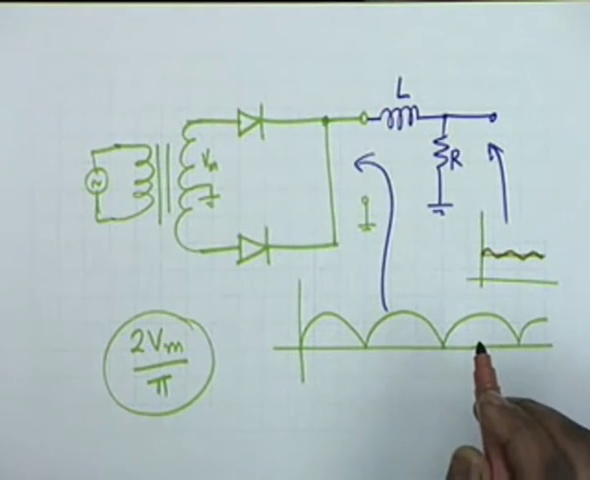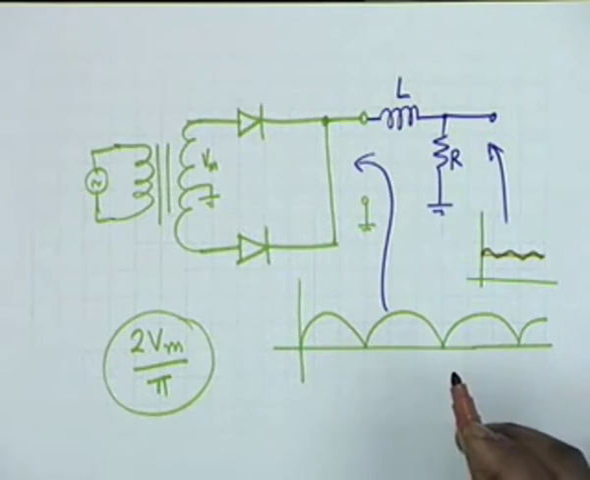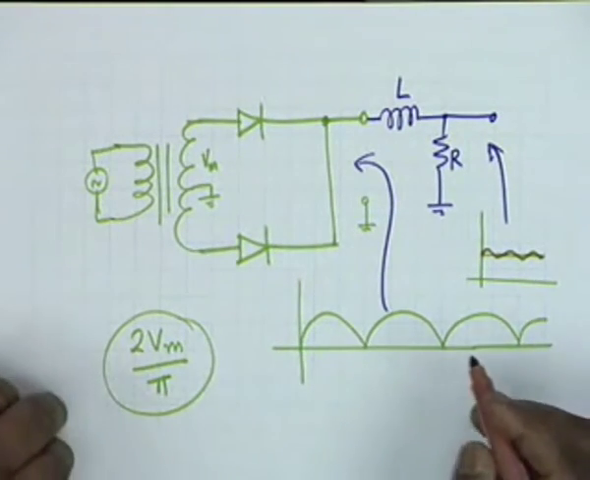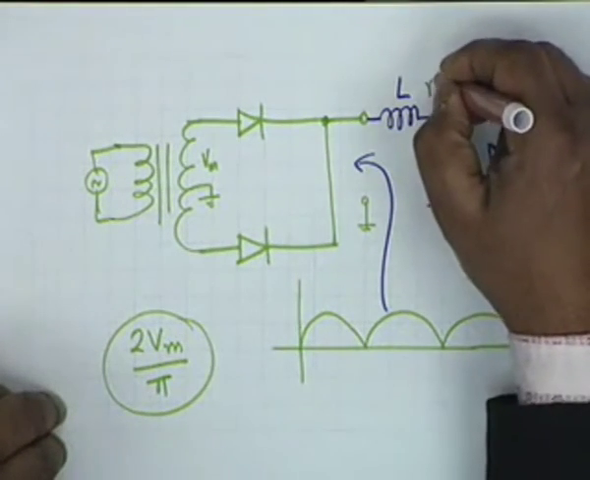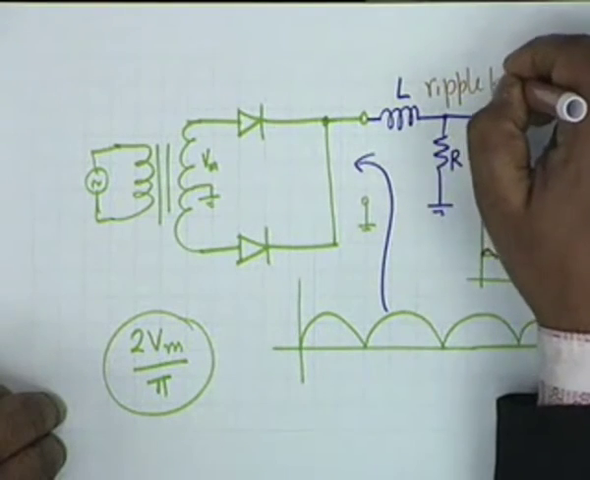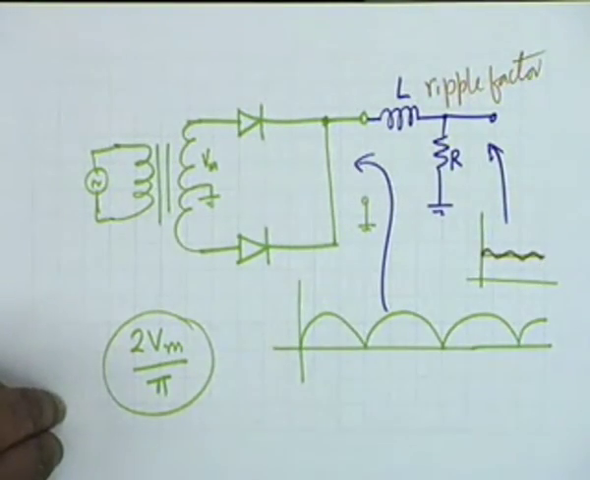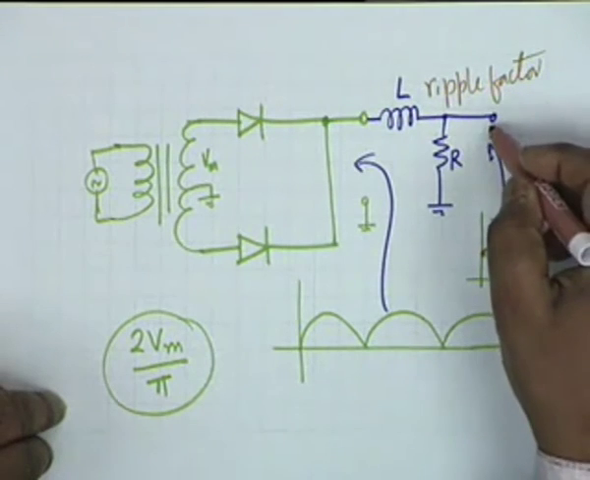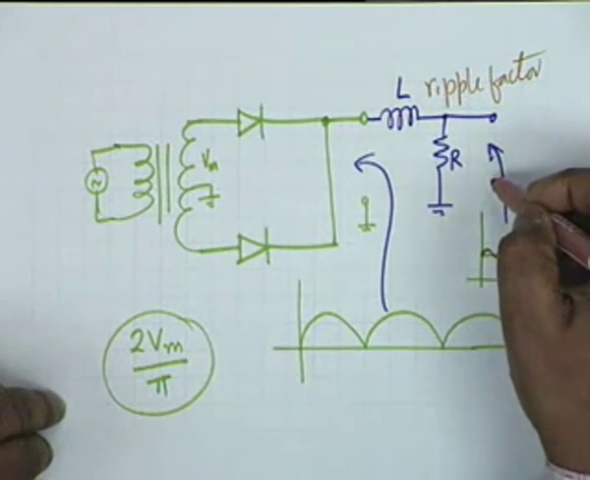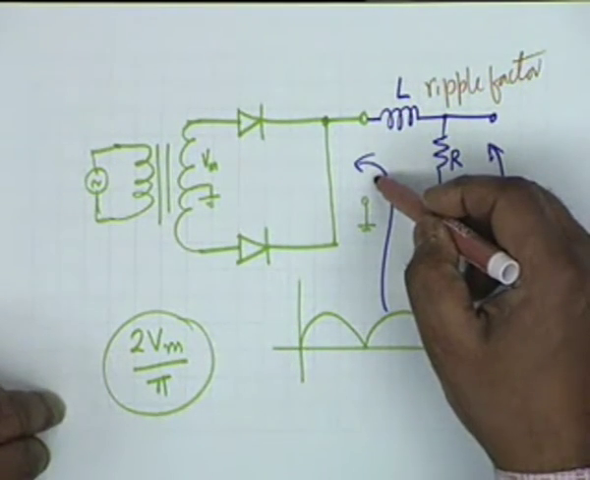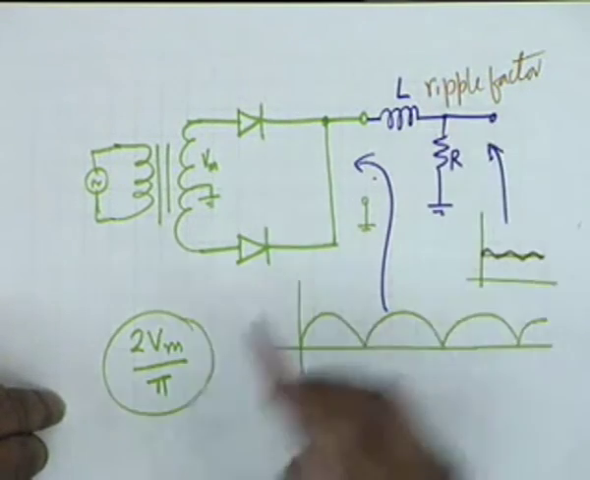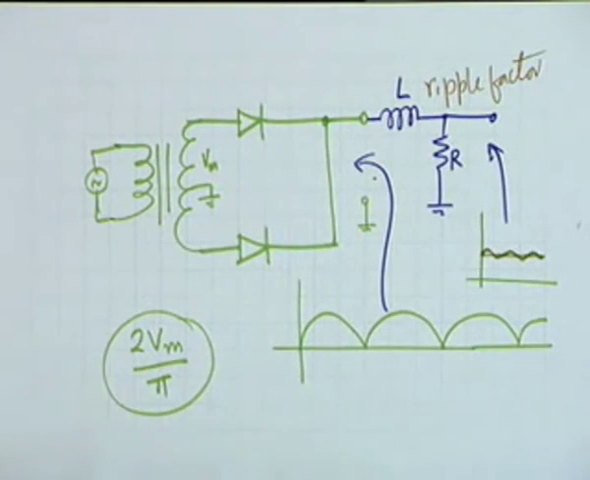The order of reduction is denoted by a term called ripple factor. It is the ripple factor reduction capability of a filter, that is, the ripple factor at this point shall be much less than the ripple factor at this point because of filtering by the inductance resistance circuit.